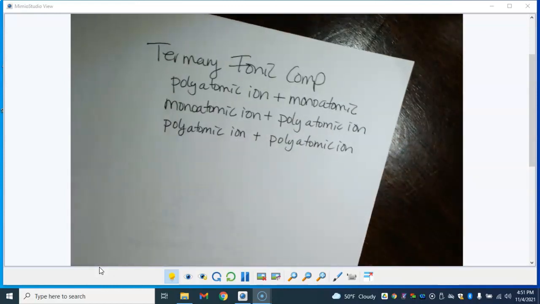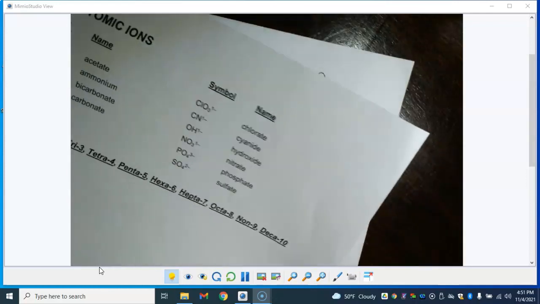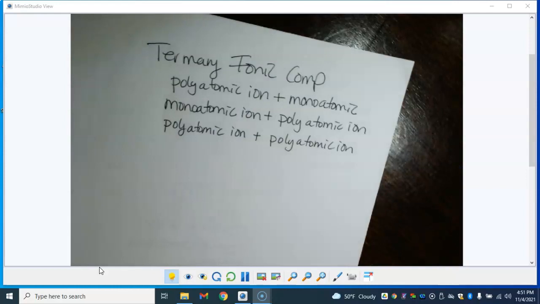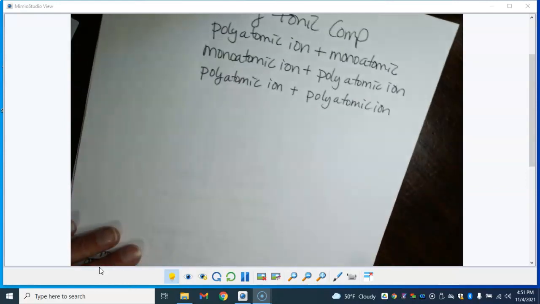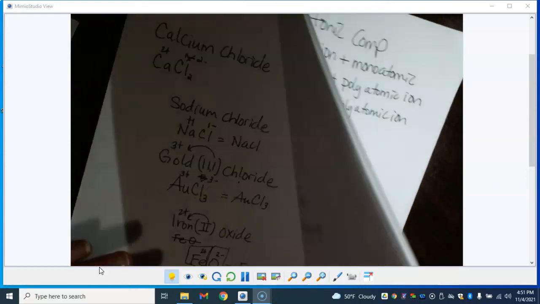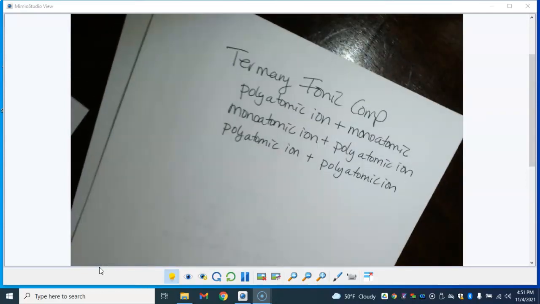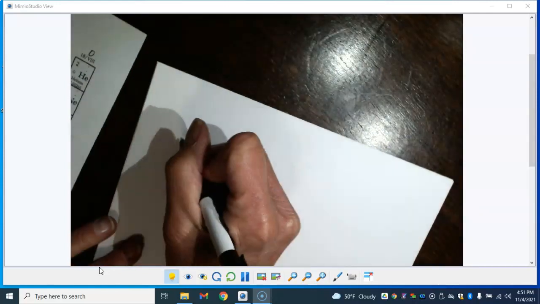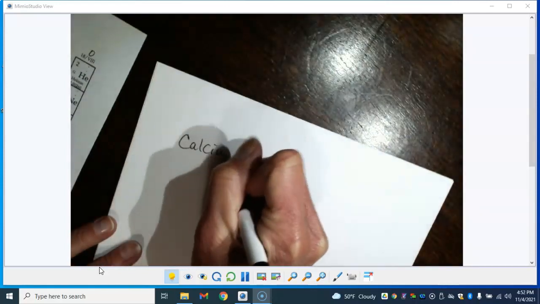So this is where we're going to use the periodic table and our list of polyatomic ion formulas. Okay, so let's go ahead and get started. Let me get a clean sheet of paper here. Okay, let me show you an example here. Let's go with calcium phosphate.